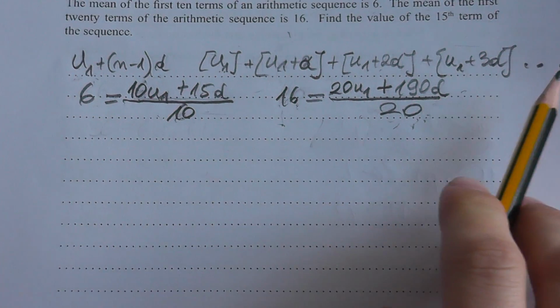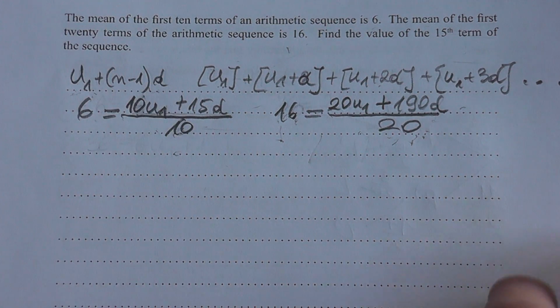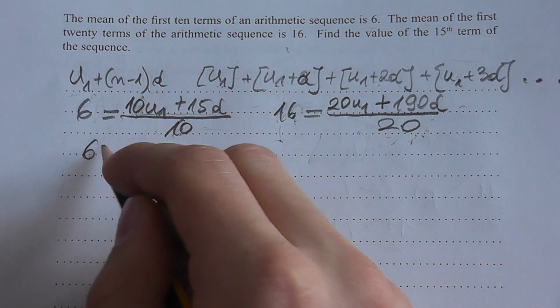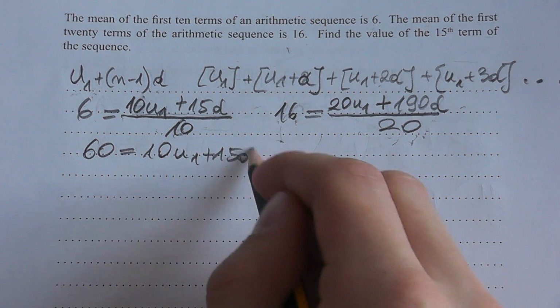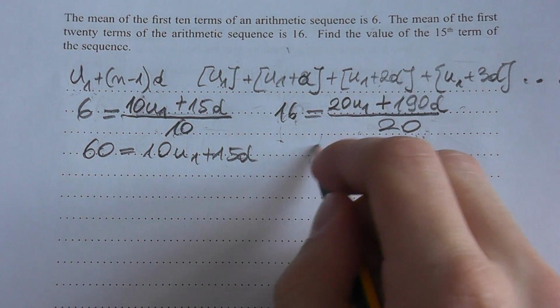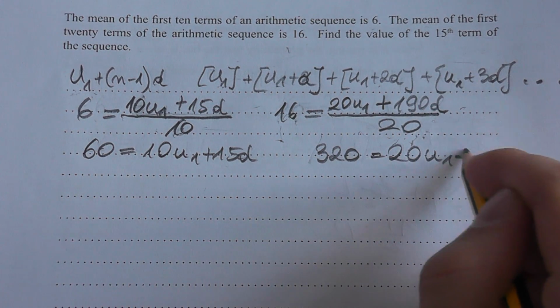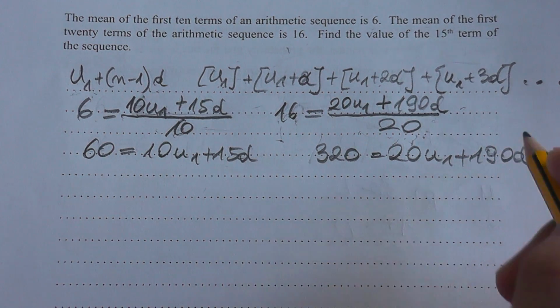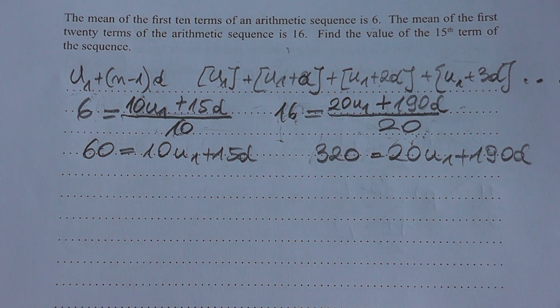So what you can do now is, this is nothing other than a system of simultaneous equations. And what you actually get is 60 is equal to 10u1 plus 45d. And from here you get 320 is equal to 20u1 plus 190d. And now you can solve this whichever way you prefer.